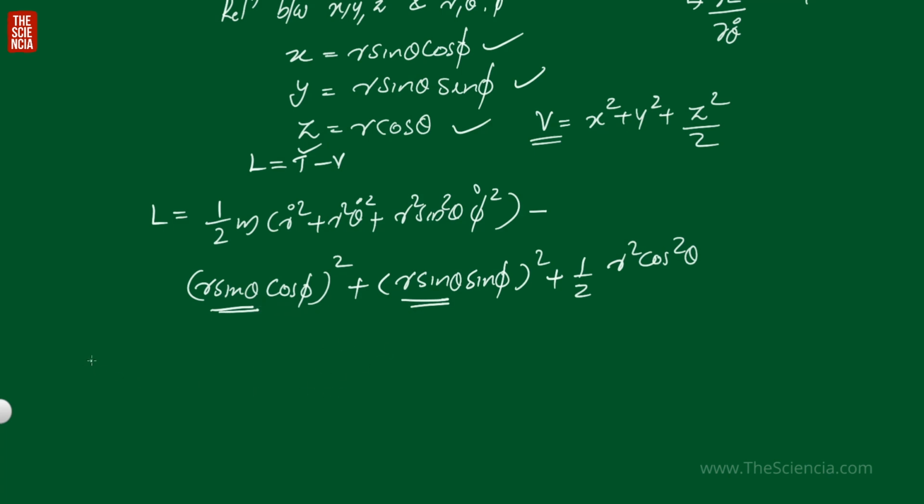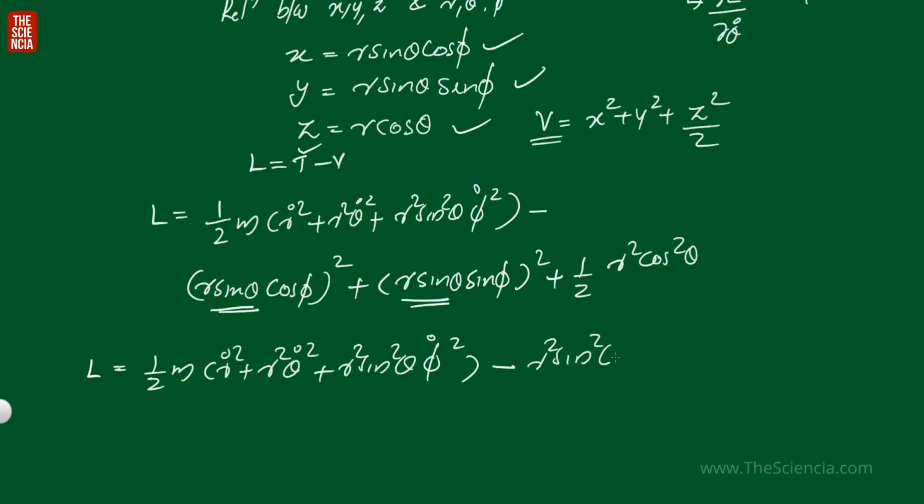So we can write the Lagrangian as 1 by 2 m (r dot square plus r square theta dot square plus r square sin square theta phi dot square) minus r square sin square theta minus 1 by 2 r square cos square theta. Now we have to identify the generalized coordinates. What are the generalized coordinates? r is a generalized coordinate, theta is a generalized coordinate, and phi is a generalized coordinate.